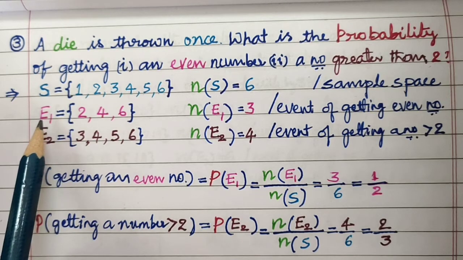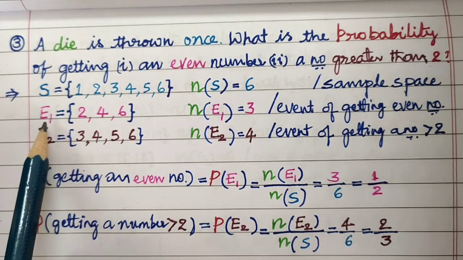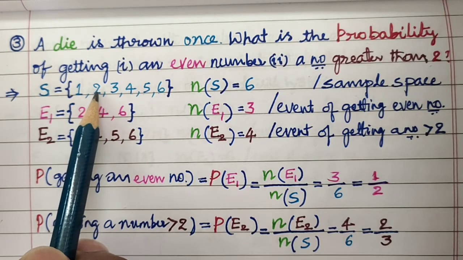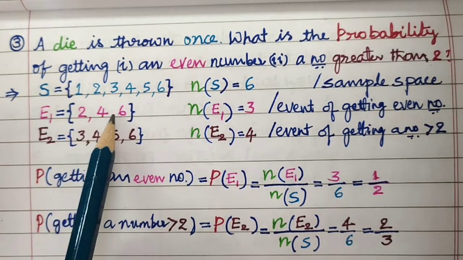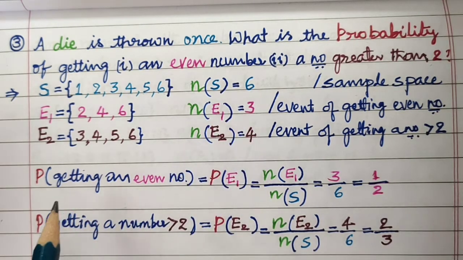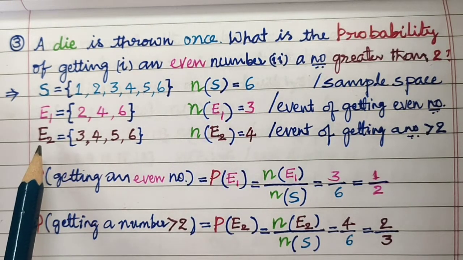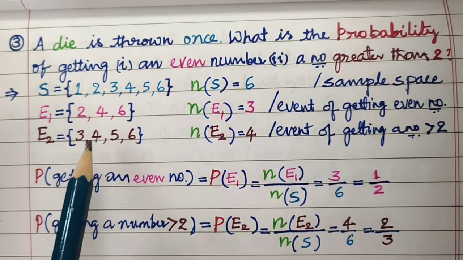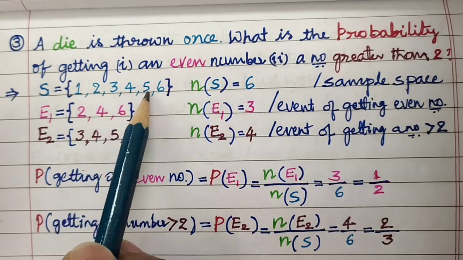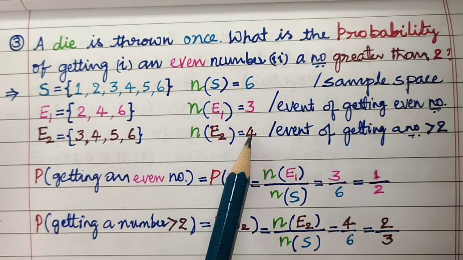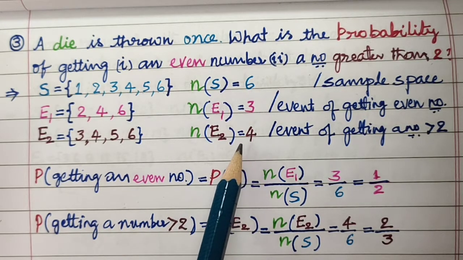E1 is the event of getting an even number. There are 3 even numbers: 2, 4, 6. The number of even numbers is 3. E2 is the event of getting a number greater than 2. The numbers greater than 2 are 3, 4, 5, 6. There are 4 numbers which are greater than 2.